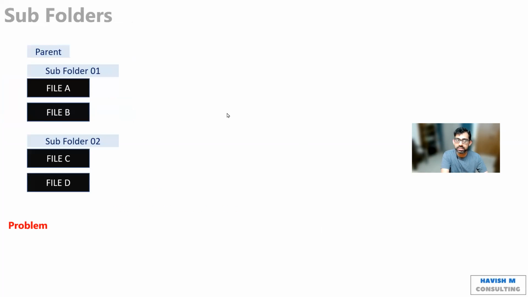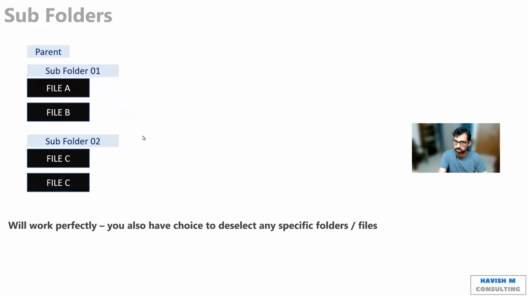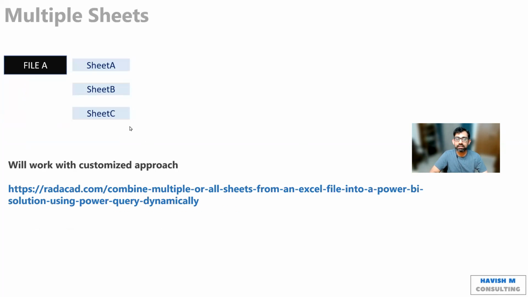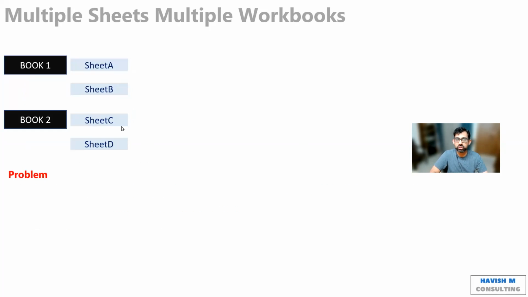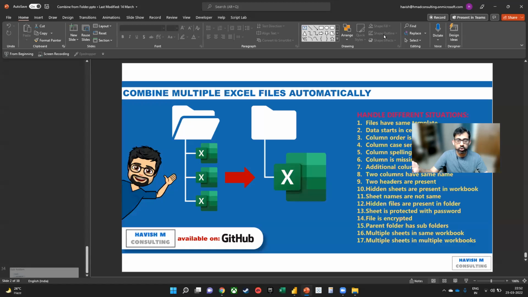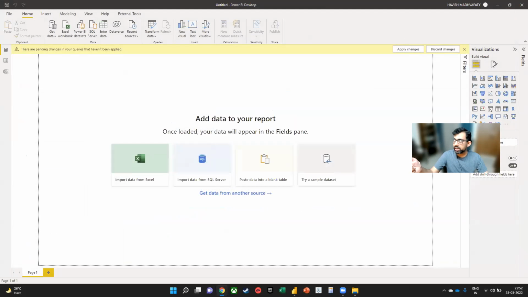If there are subfolders, like one folder has two folders and each folder has files, it works perfectly. If one file has multiple sheets in it, it works with a customized approach. If there are multiple sheets and multiple workbooks, that also works with a customized approach. Now the question is, where do you find all these magical customized approaches that I was talking about? For this, you have to go to a YouTube video that I have. Let me share that with you.